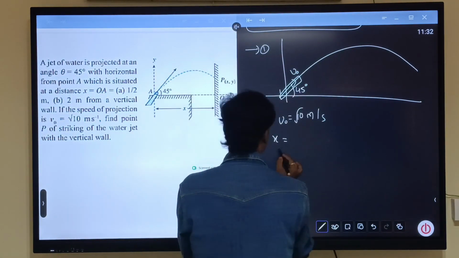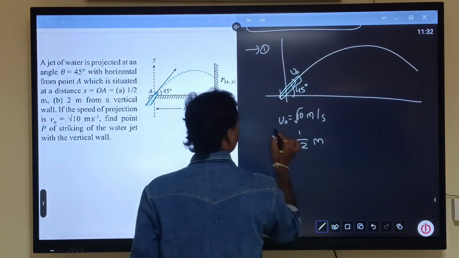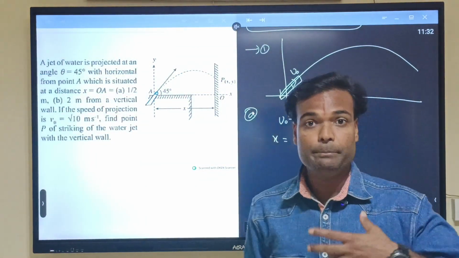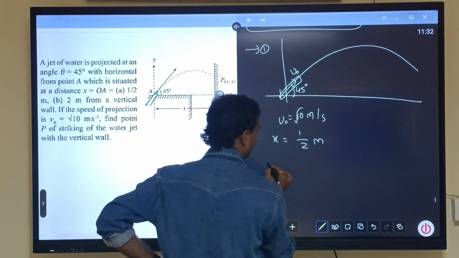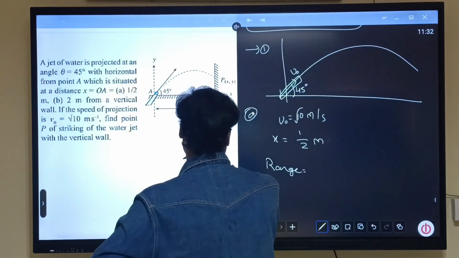Obviously, the x value is given as 1 by 2 meter. Let us first try to find part a. Now I am going to find part b. First of all, for finding that one, let us find what will be the range for the given condition.